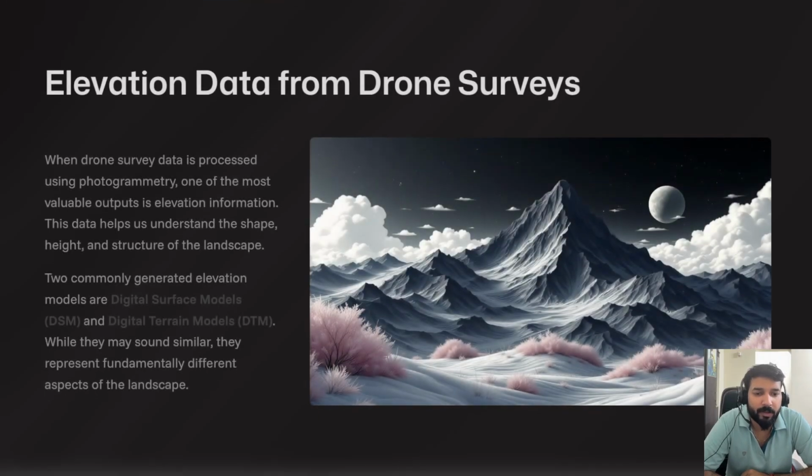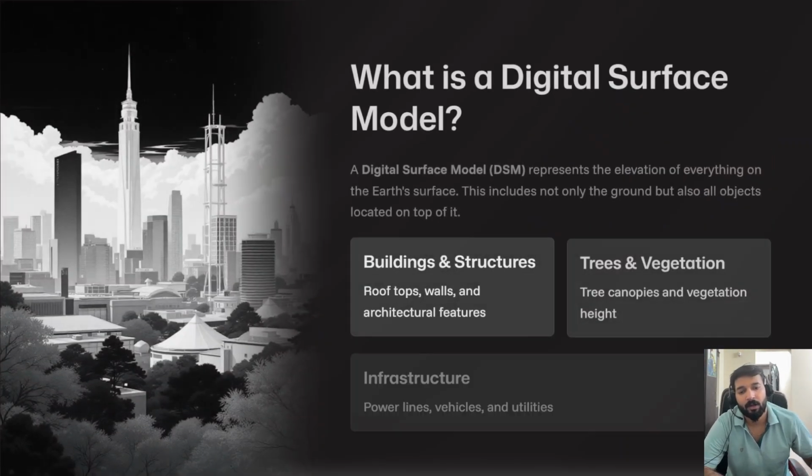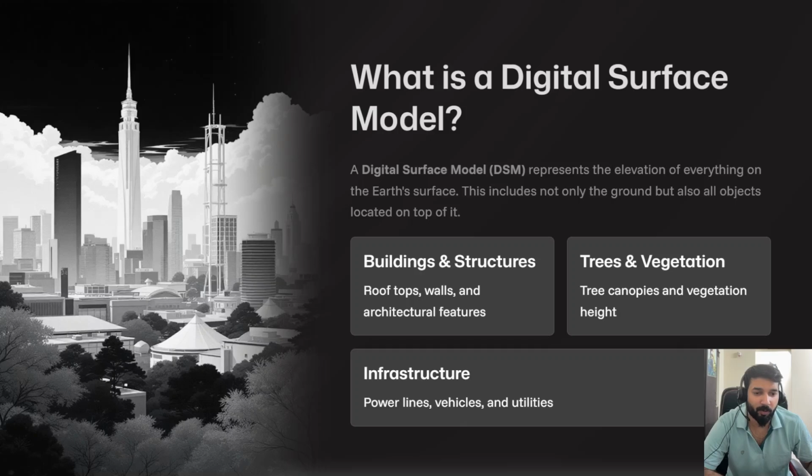When drone survey data is processed using photogrammetry, one of the most valuable outputs is elevation information. This elevation data helps us understand the shape, height, and structure of the landscape. Two commonly generated elevation models are digital surface models and digital terrain models. While they may sound similar, they represent different aspects of the landscape. Let's explore what each of these models represents and how they are used.